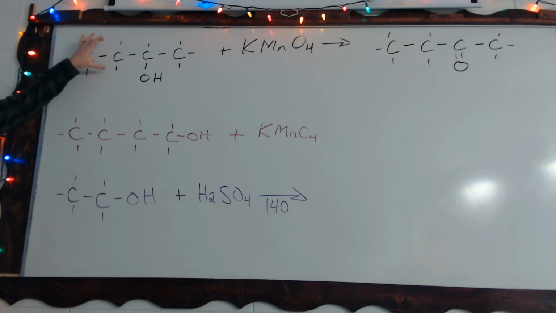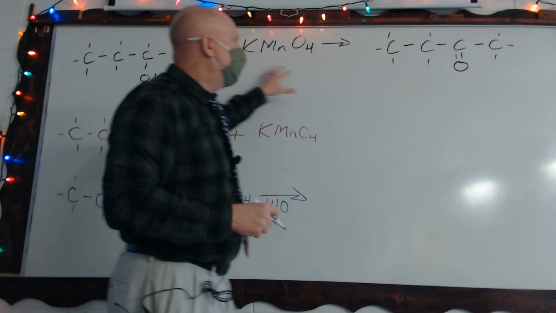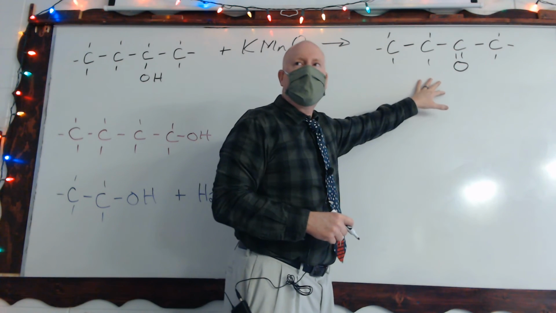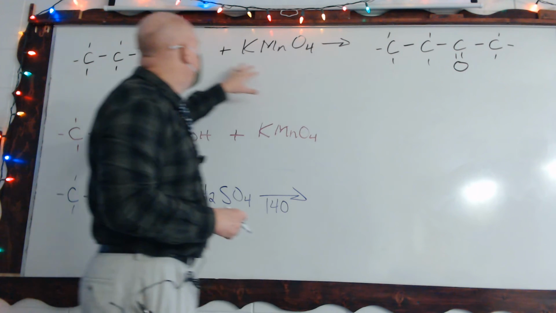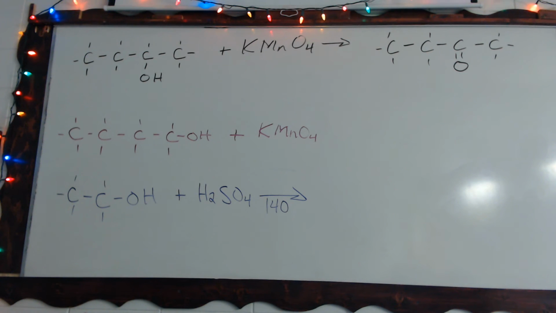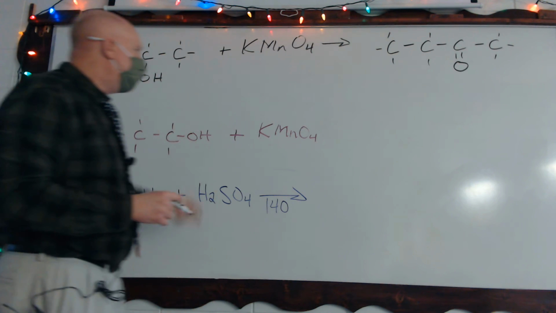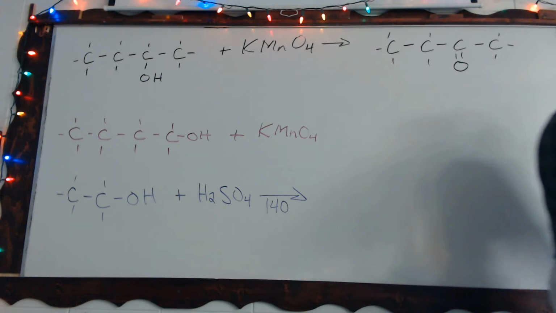Now, we're starting with what compound here? Not just an alcohol, not just a secondary alcohol, but it's called what? Okay, a little more specific. 2-butanol gets oxidized to 2-butanone. Yes, you're making a ketone. Secondary alcohols get oxidized into ketones. Now, when we move forward with primary alcohols, it's just a little more complex.